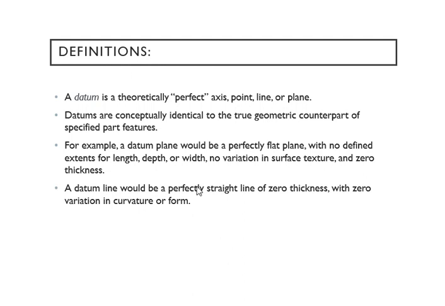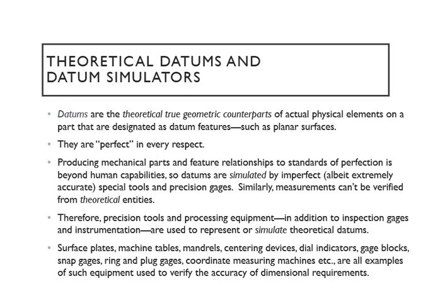If that's a plane, that's a surface, a flat one. If that's a line, then the line thickness is 0, meaning there's no thickness at all, just a regular line, and there's no variation. Zero variation means no variation from the form of your part. The next thing you need to know about datums is they're perfect in every respect, because we're measuring from them. If they're not perfect, there's no way you can use them.